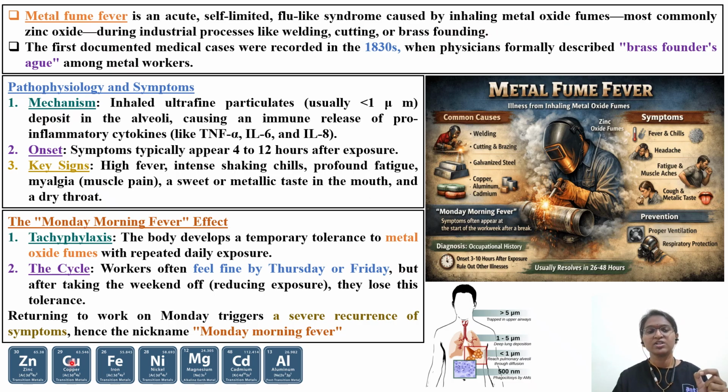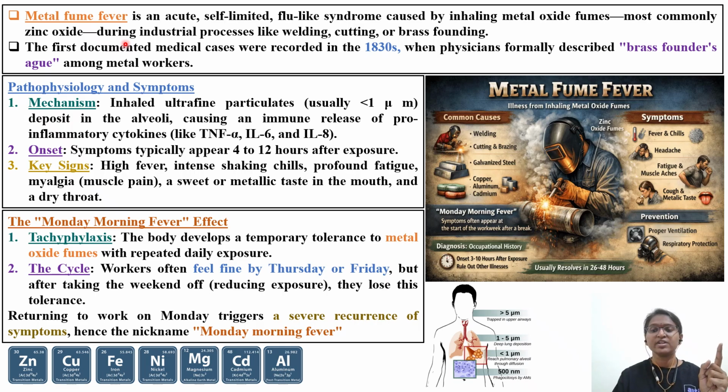Here the metals are what? Zinc, copper, iron, nickel, cadmium, and aluminium. These are the heavy metals. When you inhale these metal oxide fumes, you will get this particular metal fume fever. Most commonly it is zinc oxide.